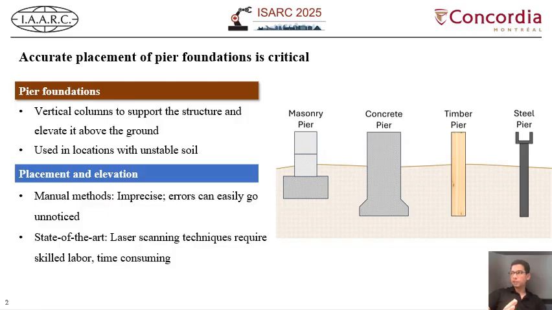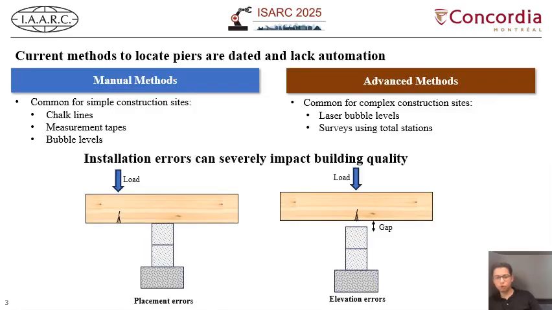The most advanced techniques currently used in the industry involve laser scanning techniques, which are time-consuming and require skilled labor. So tools usually used in manual methods are chalk lines, measurement tapes, and bubble levels. So as I said, it can lead to a lot of imprecision. With placement error, where the pier is not where it is supposed to be, so the pier does not support the load, or elevation error, when we leave a gap between the structure and the piers. So this kind of error can severely impact the building and lead to a total rework.